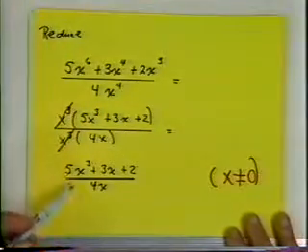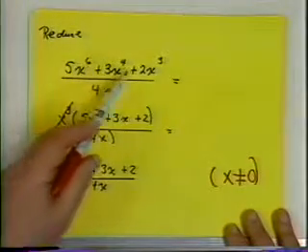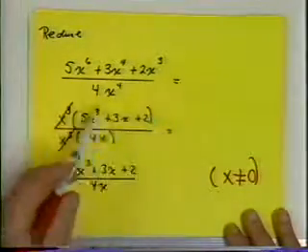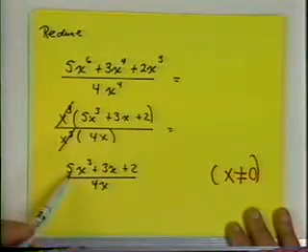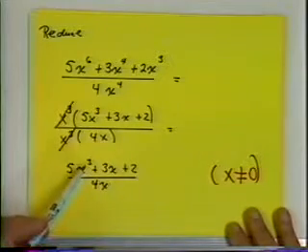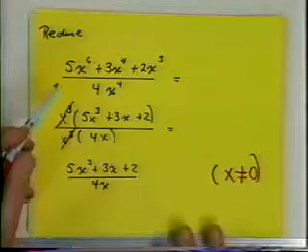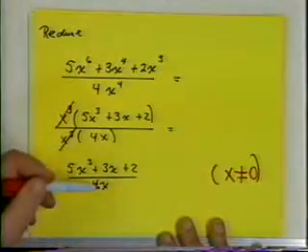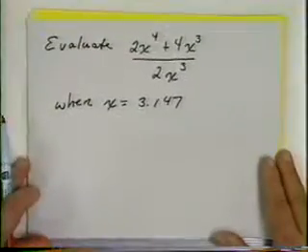So in other words, the expression 5x to the 6th plus 3x to the 4th plus 2x to the 3rd over 4x to the 4th is mathematically equivalent to the somewhat simpler expression 5x to the 3rd plus 3x plus 2 over 4x. And sometimes, by simplifying an expression, you can make your life a lot easier. Let me show you this in terms of an example.